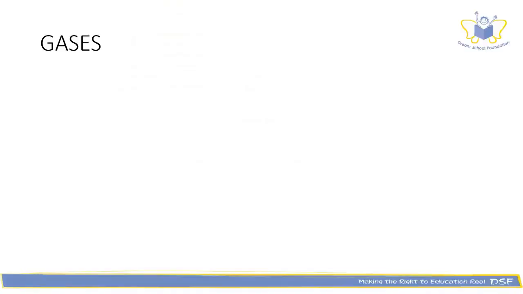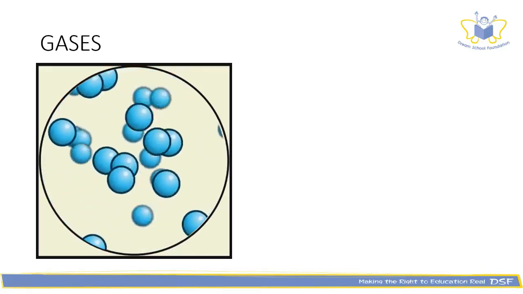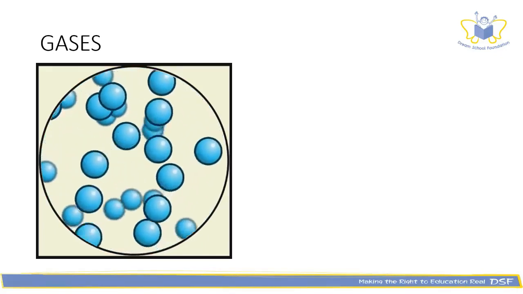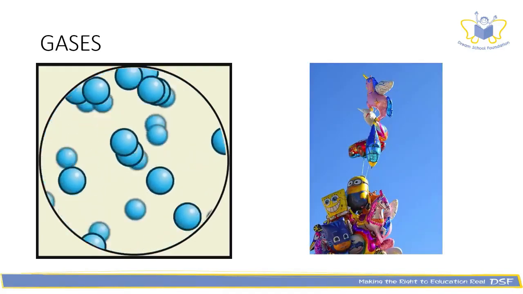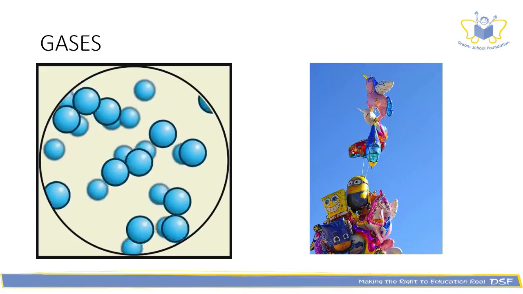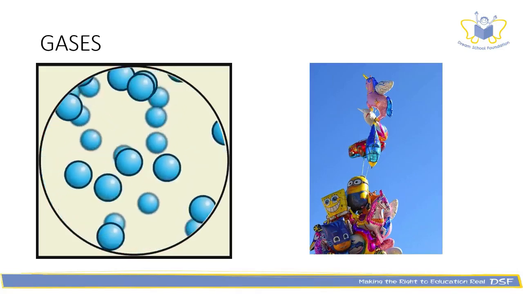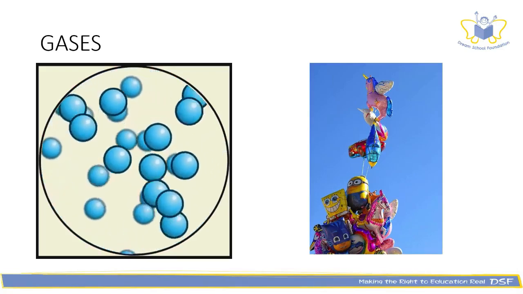Now let us look at gases. Look at the particles in a gas moving about with respect to each other. Next, we can see balloons of different shapes with the same amount and mixture of gases, showing you that gases do not have a fixed shape.